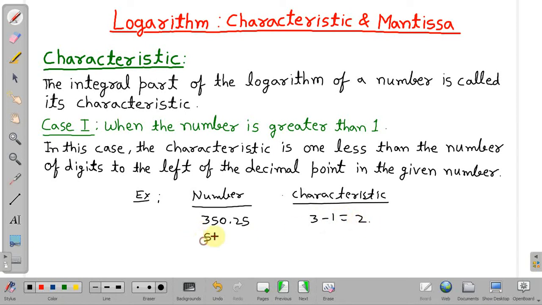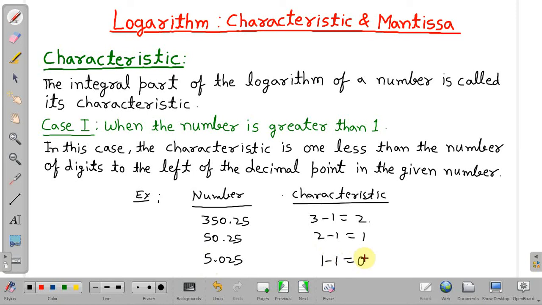Similarly, if we have 50.25, we have two digits to the left of the decimal. So the characteristic will be 2 minus 1, that is 1. And when it is 5.025, here we have only one digit to the left of the decimal point. So our characteristic will be 1 minus 1, that is 0.